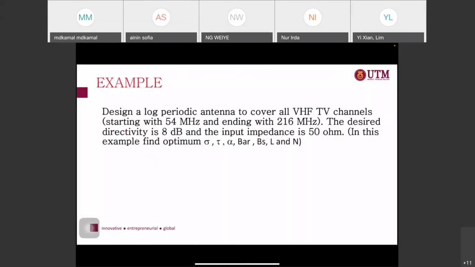Okay, let's say you want to design this, because I expect that you can design this log periodic, you can design the Yagi-Uda, and you can design the helical for your assignments. I will give you the assignment before the semester break. For the first assignment, you need to design this kind using just a dipole type of antenna. Okay.